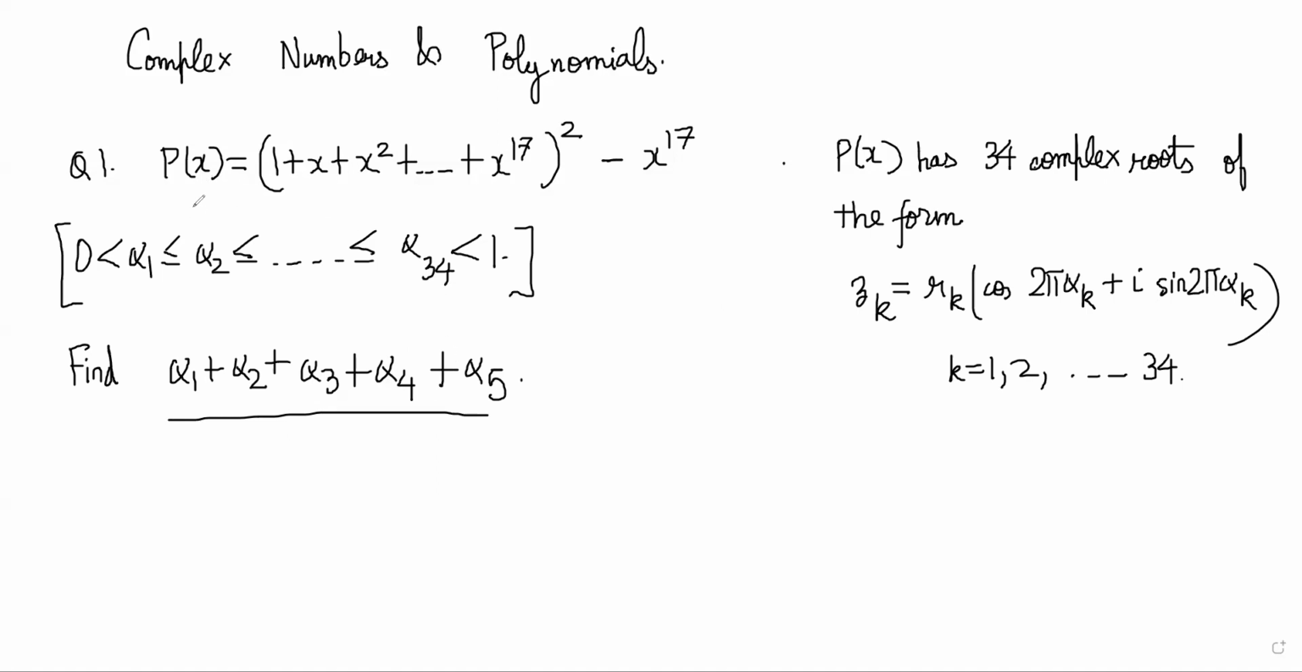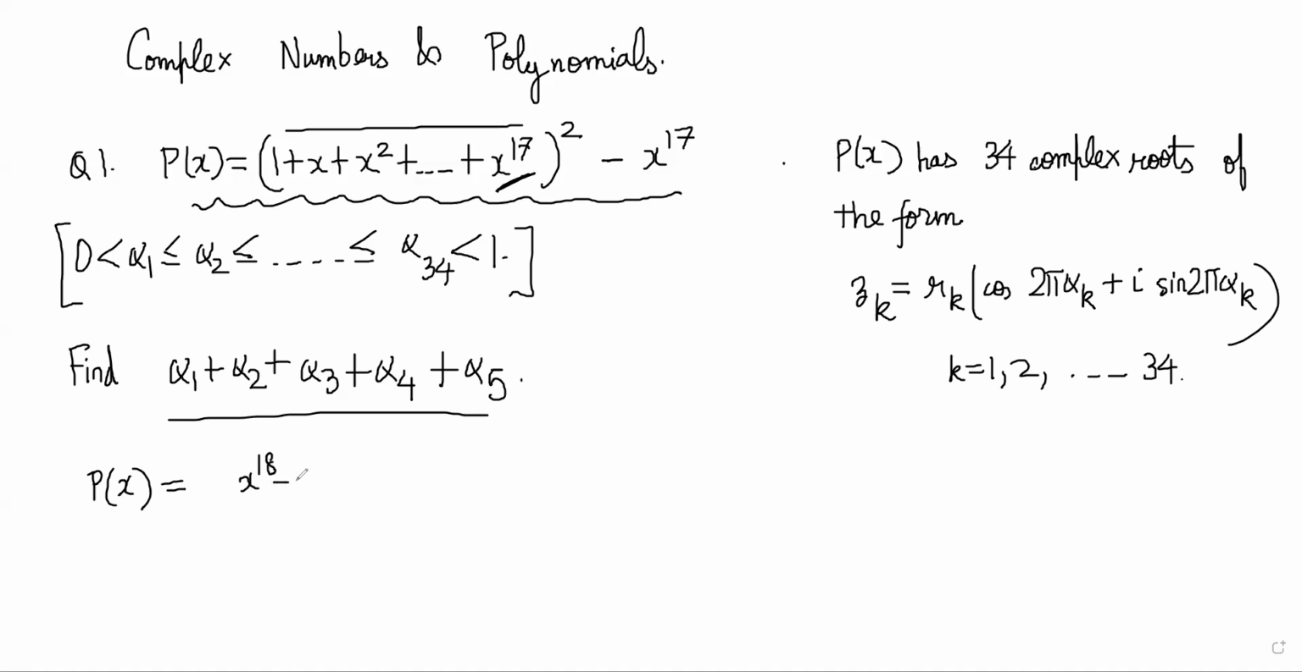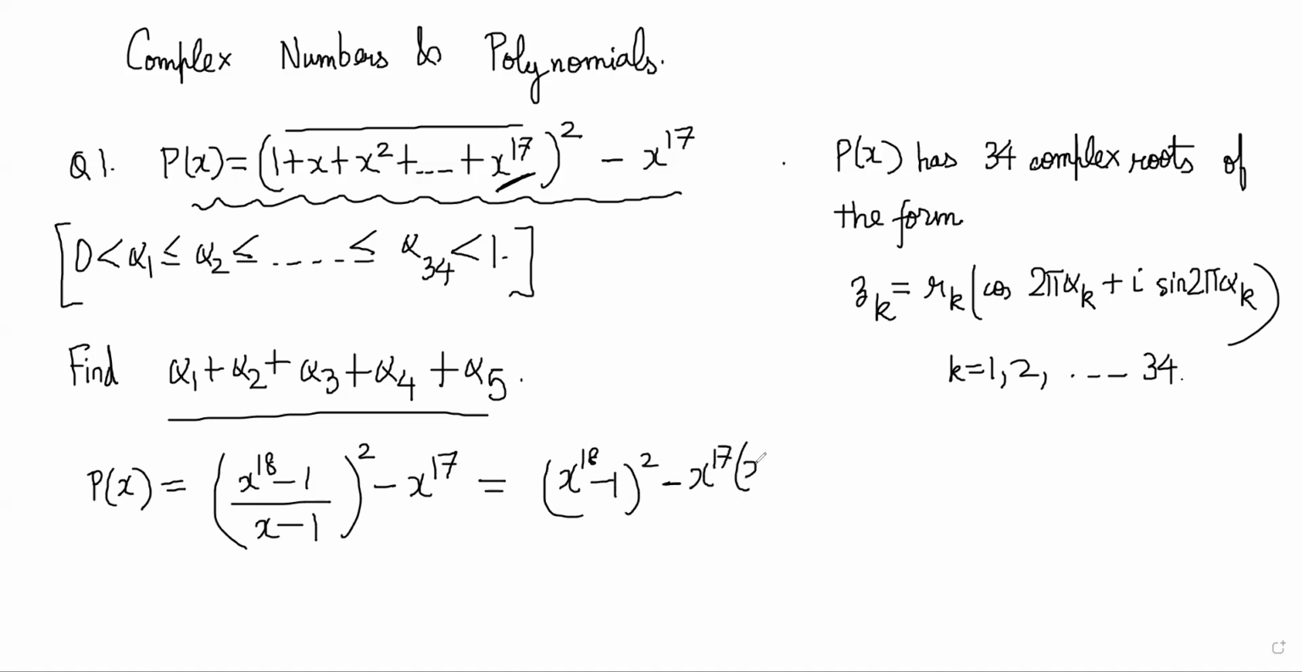Now, if you look at the polynomial, this is a 34-degree polynomial because x power 17 is squared. So that's why it has 34 roots. And we can see easily that we can rewrite this polynomial using the GP formula. This is a geometric progression, so I can write it as (x power 18 minus 1 by x minus 1) whole squared minus x power 17. And if you simplify this, this becomes (x power 18 minus 1) whole squared minus x power 17 times (x minus 1) whole squared, divided by (x minus 1) whole squared.